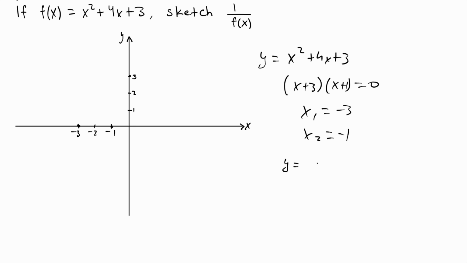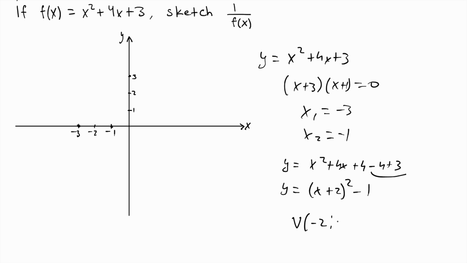So I'd have y equals x plus 2 squared, and then I have minus 4 and plus 3 outside, so it's just going to be minus 1. So my vertex coordinate is -2 and -1. Alright, so -1 would be somewhere around here, and -2 is somewhere here. Alright, now just sketching this graph.